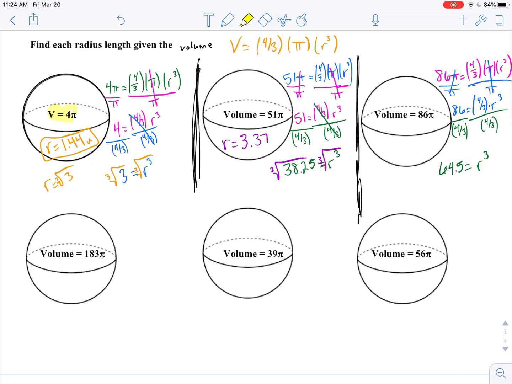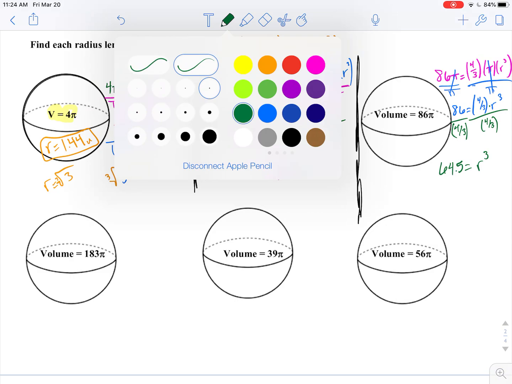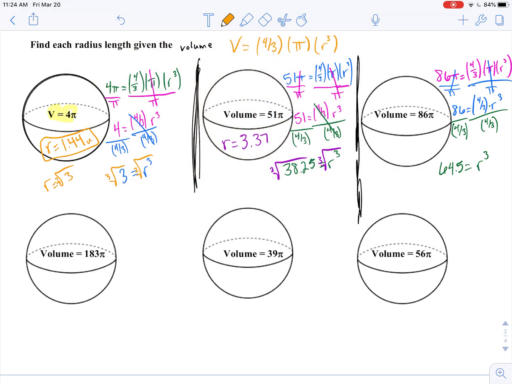equals r cubed. And now again, I want to get r by itself. I need to get rid of this exponent. So what's the opposite of cubing a number? Well, that would be cube rooting. So the cube root of 64.5 is going to be r, or r equals 4.01 units. All right, I'll leave the last three up to you guys. Let me know what other questions you have.